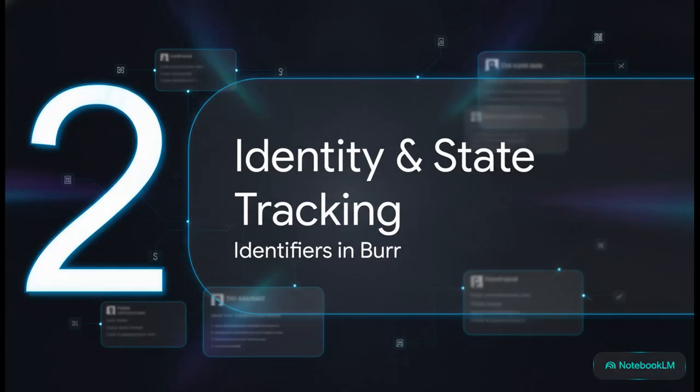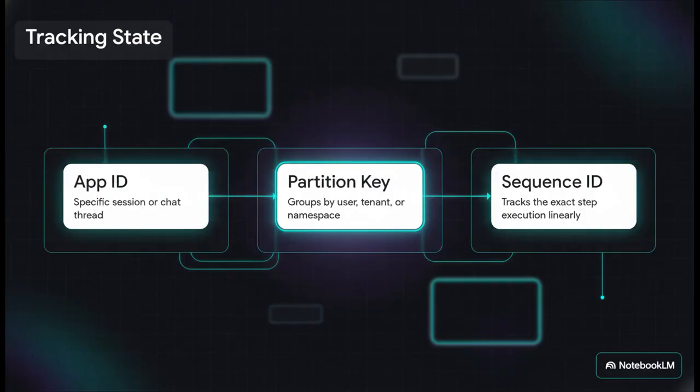Moving to part 2, identity and state tracking. Because, well, before we can actually save state, we need a bulletproof way to identify and track it. These 3 identifiers are the secret sauce. They allow a brand new process to perfectly rebuild a Burr application and initialize it from a stored snapshot. First up, the application ID. This identifies a specific run. Think of it as a single chat thread or a unique email drafting workflow.